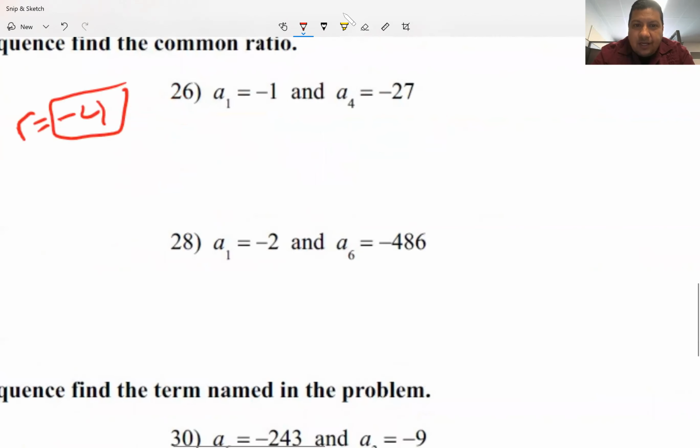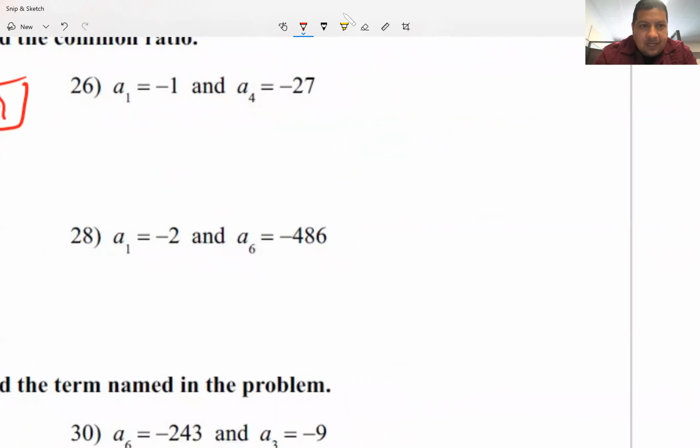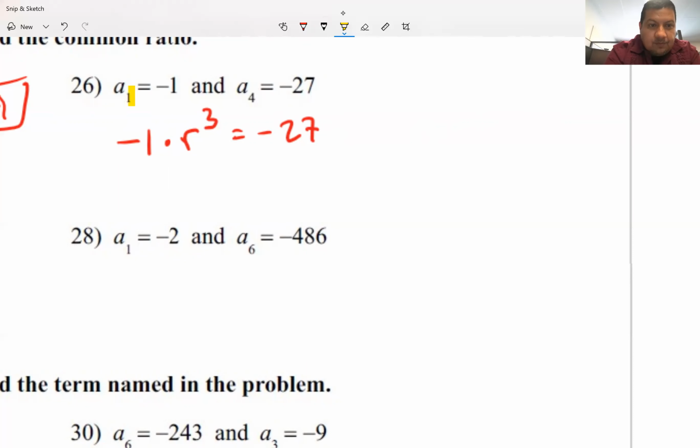Now, when they're not quite together, I gave you the first number on the list and the fourth number on the list. So I'm going to say negative 1 times the ratio 3 times is equal to negative 27. I had to multiply the ratio 3 times. And again, the way I came up with the 3, I see my subscripts. The first number, the fourth number, I subtract those two values, 4 minus 1. That's how I knew I had to multiply my ratio 3 times.